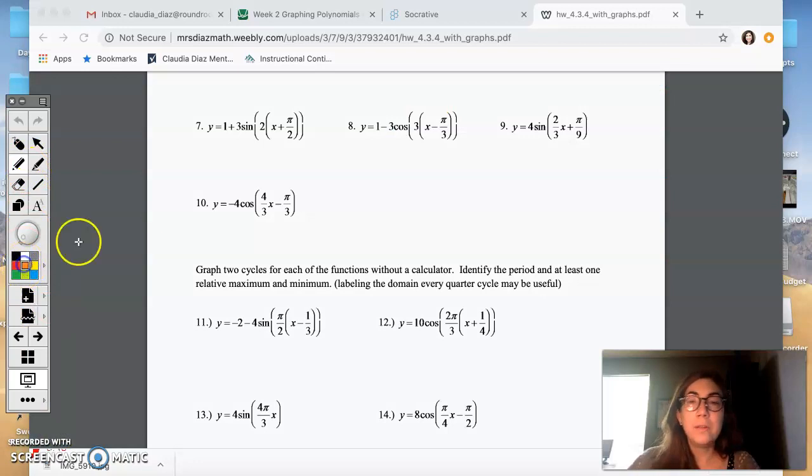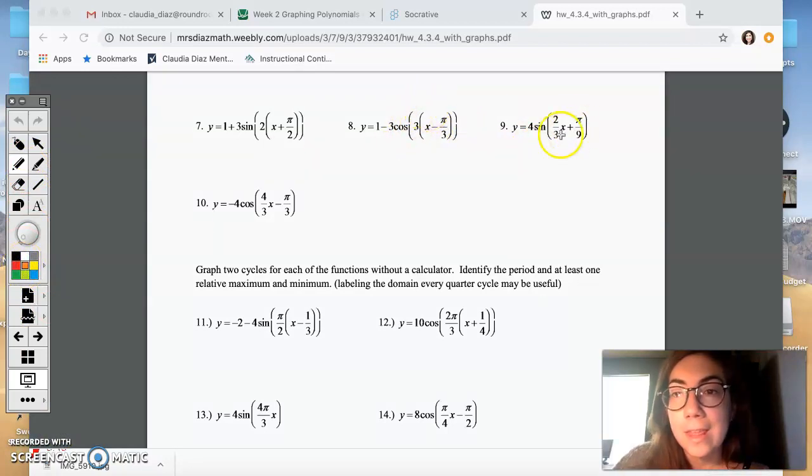Notice on this one, that b value is not divided out. So the b value is divided here. See the parentheses? We have to divide the b value out here.